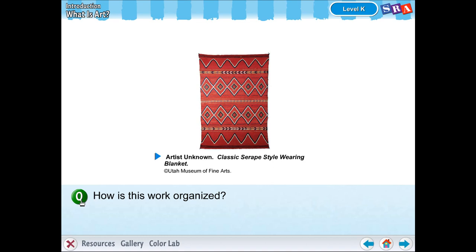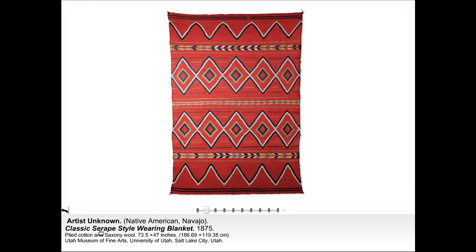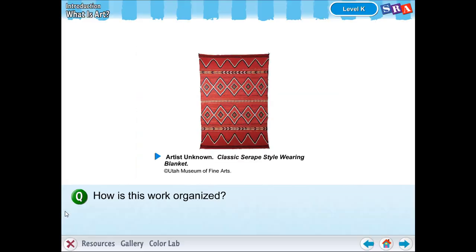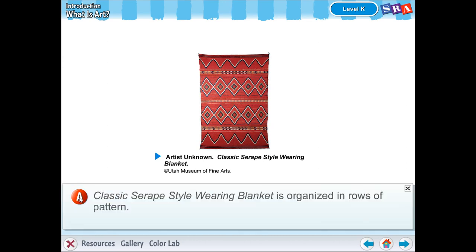Let's look at this one. How is this work organized? This is a serape. It is a Navajo blanket, which is a Native American blanket, and it's a classic style of wearing blanket. I see that it's got different patterns on it. How is this work organized? A classic serape style wearing blanket is organized in rows and patterns. Remember, a pattern is anything that repeats, like shapes or colors.